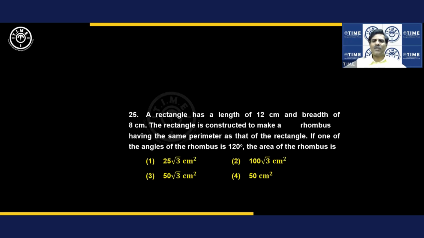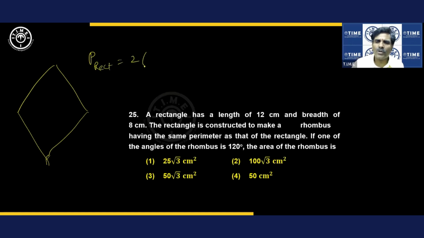A rectangle has a length of 12 centimeters and breadth of 8 centimeters. The rectangle is reconstructed to make a rhombus having the same perimeter as that of the rectangle. If one of the angles of the rhombus is 120 degrees, find the area of the rhombus. As the perimeter is the same for both, and in a rhombus all 4 sides are equal. Perimeter of the rectangle is 2 into L plus B, so 2 into 12 plus 8, it will become 40. As 40 is the perimeter of the rhombus, each side has to be 10.